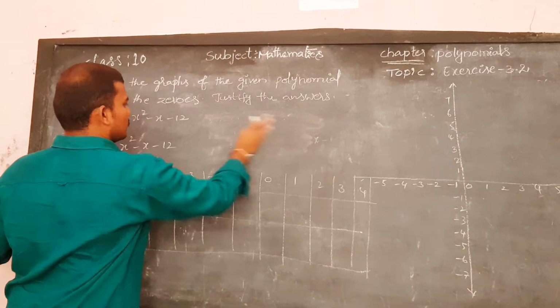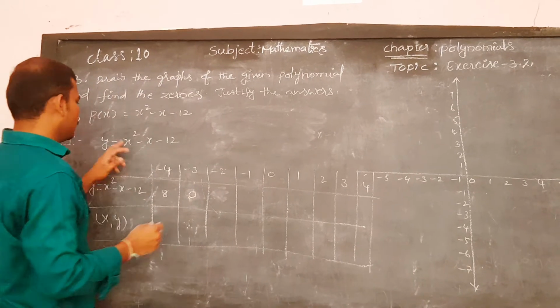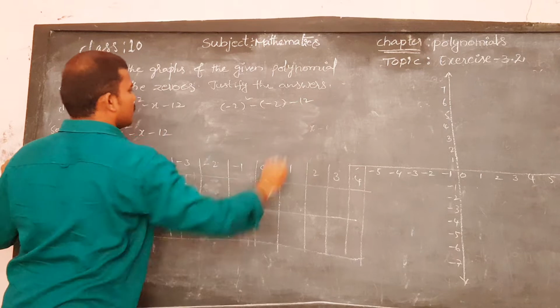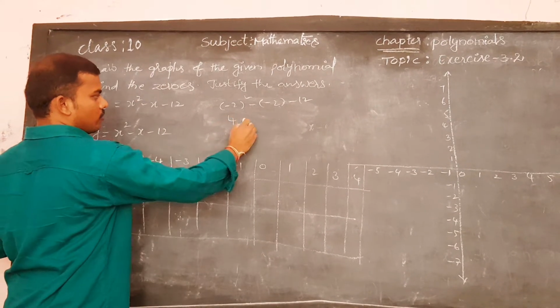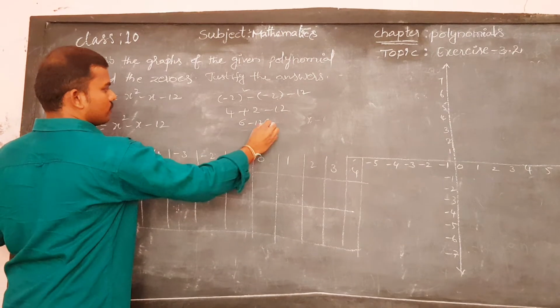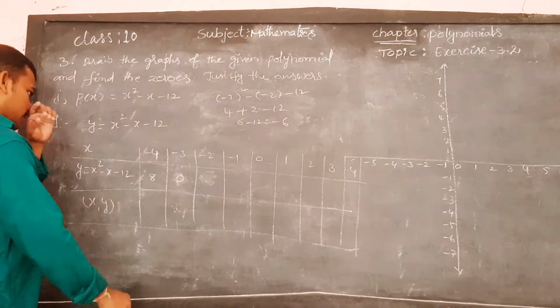In place of x, minus 2. Minus 2 whole square minus of minus 2 minus 12. 2 square means 4 plus 2 minus 12. 6 minus 12 that is equal to minus 6.